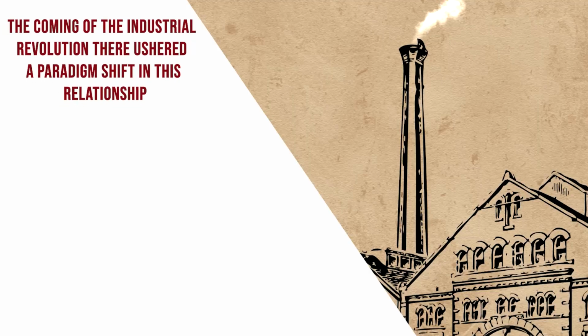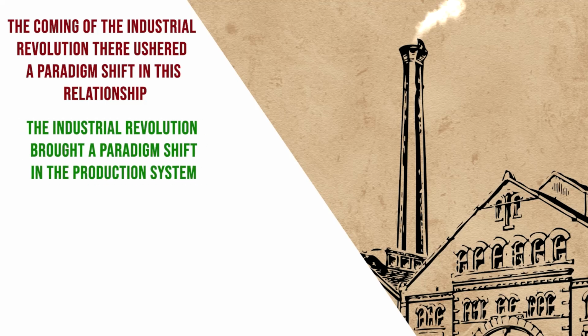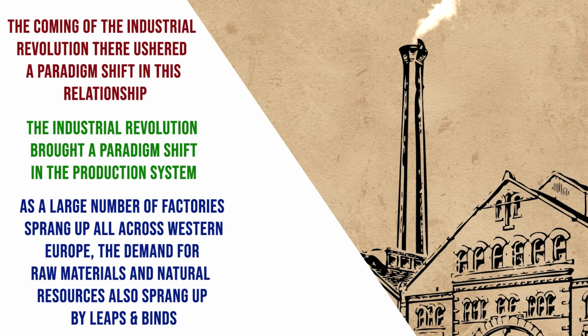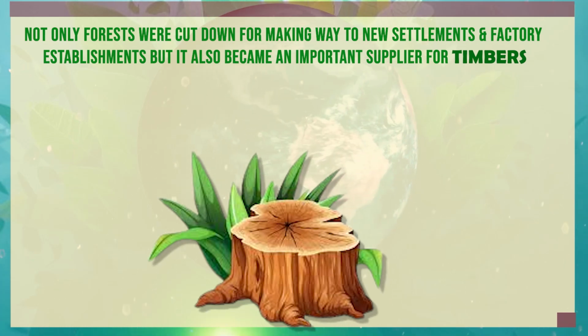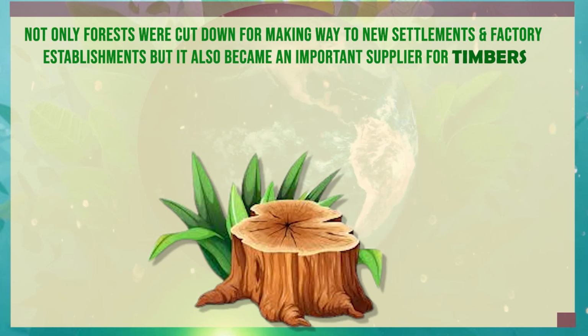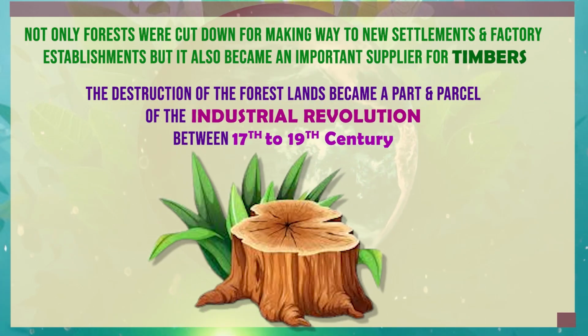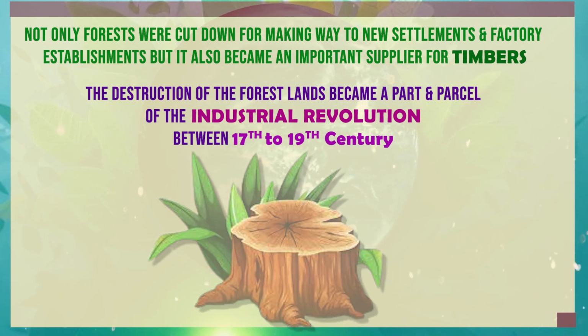But with the coming of the Industrial Revolution, there was a paradigm shift in this relationship. The Industrial Revolution brought a paradigm shift in the production system, as a large number of factories sprang up all across Western Europe. The demand for raw materials and natural resources also sprang up by leaps and bounds. Not only were forests cut down to make way for new settlements and factory establishment, but they also became an important supplier of timber. Thus, the destruction of forest lands became part and parcel of the Industrial Revolution between the 17th and 19th century.